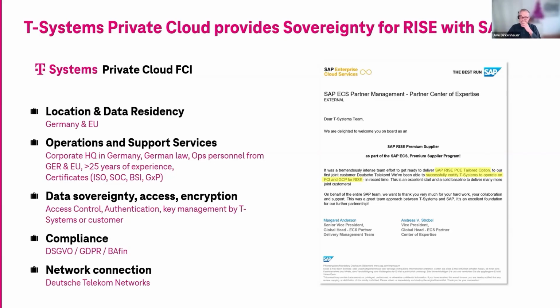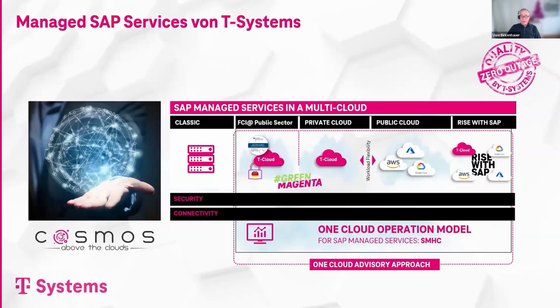So SAP is your contract partner, but you can choose the tailored option of RISE with SAP or SAP Cloud Private, and choose T-Systems as your premium supplier. Then your data in Germany will be operated by a German company. This is how we manage our services. These are the different options we have.